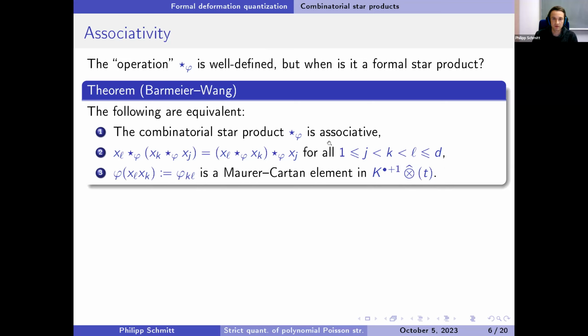In our examples, we will usually want to check the second condition because this is very easy to check or compute. And for some theory, we usually want to use the third condition because this gives us a good handle for, for example, proving the existence of these combinatorial star products.